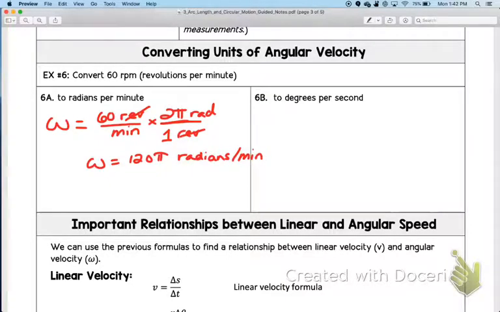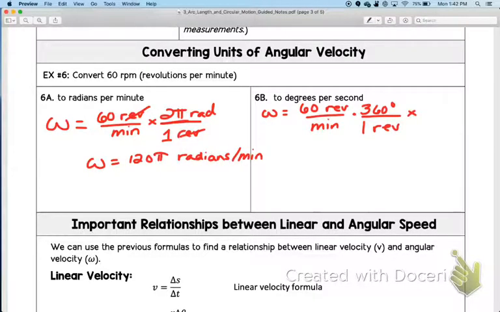Okay, so if I needed to convert 60 revolutions per minute to degrees per second, how would we do that? So 60 revolutions to 1 minute. Okay, so now we're doing degrees, right? So now I got to go to degrees. So 1 revolution is not 2 pi radians. In degrees, it's 360 degrees.